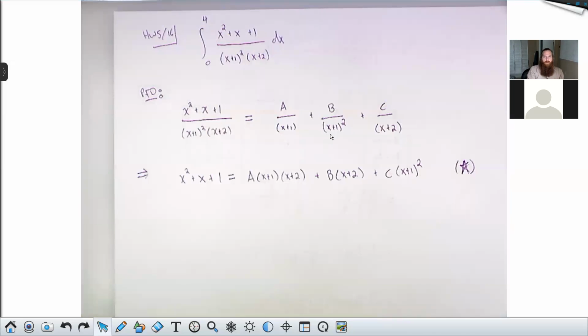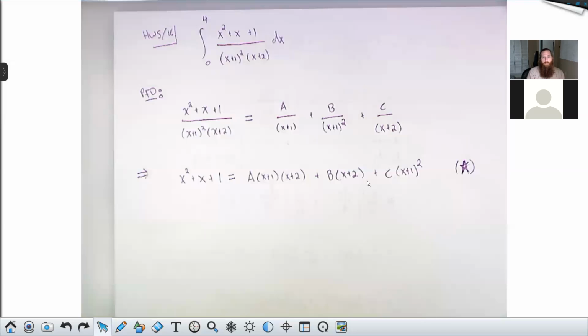The Heaviside trick still has some utility here, but it will not get me all of the coefficients, because I'm not in that simplest possible case where all the factors downstairs are linear. I have this repeated linear factor. It's not a simple linear factor. And so one of these coefficients I will not be able to get with the Heaviside trick. But I should still use the Heaviside trick to recover as much as I can because it is so very fast.